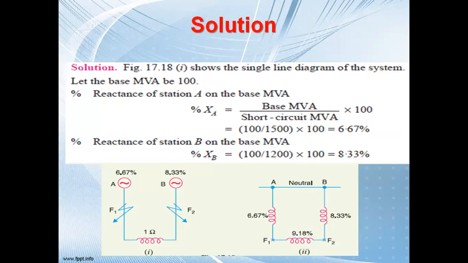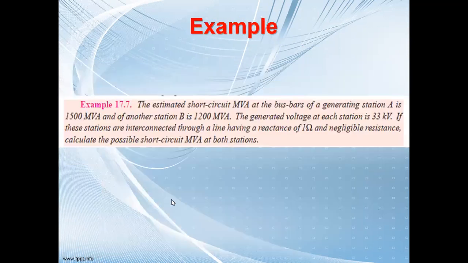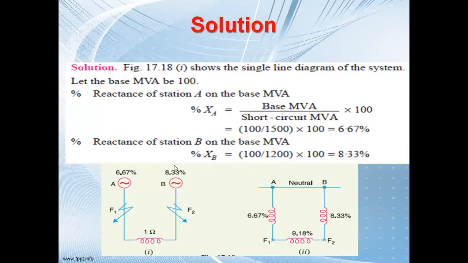Okay. Now there are two cases. It is given that we calculate the possible short circuit MVA at both the stations. So we need to calculate what should be the short circuit MVA if the fault occurs at one station, and in the second case, what is the short circuit MVA if the fault occurs at the other station. So we have to take these two cases separately.